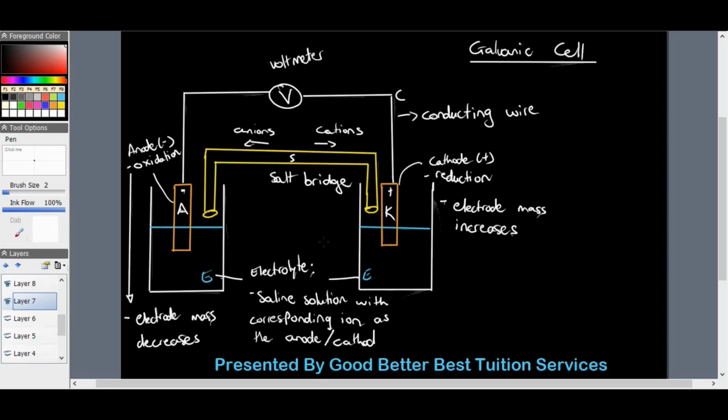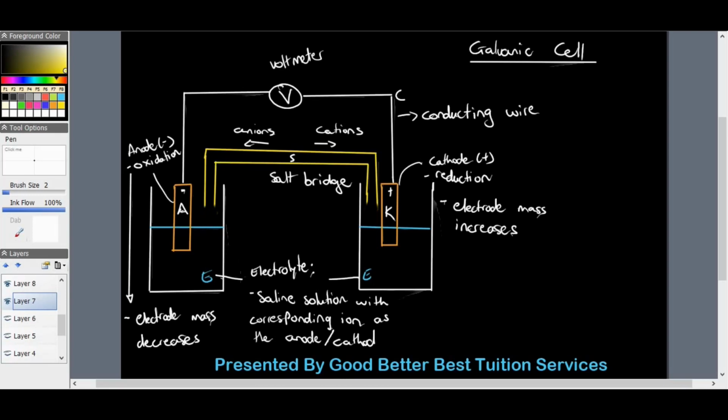Of course, anions are negative ions, and cations are your positive ions. Your cations will flow through the salt bridge to your cathode, while your anions will flow through the salt bridge to the anode. Thus, your voltmeter will pick up a reading. It will pick up an electrical current being induced, and that's how we know that as a result of two chemical reactions taking place, chemical potential energy is indeed converted into electrical potential energy, because the voltmeter picks up a reading.